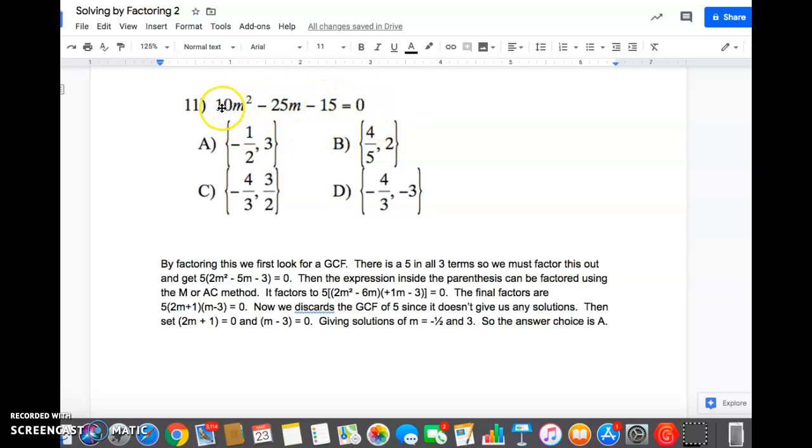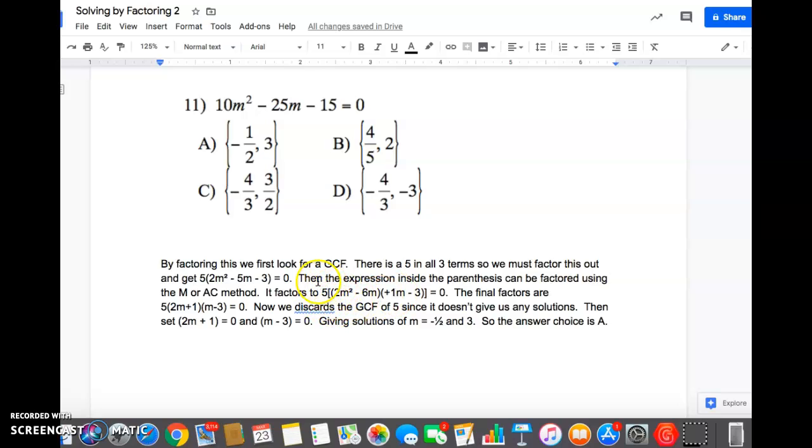Oh, there is a GCF. 5 goes into 10, 25, and 15. So I can start by pulling out a 5, which I have down below here. So if you take a 5 out and reduce it, you get 2m squared minus 5m minus 3 equals 0. But inside this parenthesis, ignore that 5 for now. That'll come along with your answer. That will factor further. And you do have to do the m method, right? 2 times negative 3 is going to give you that negative 6. And what multiplies to give you negative 6 but adds for negative 5? Well, negative 6m and 1m.